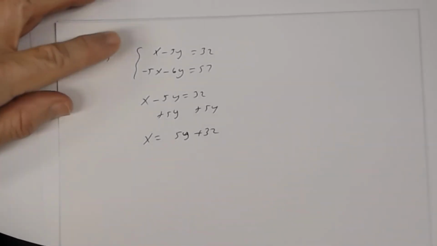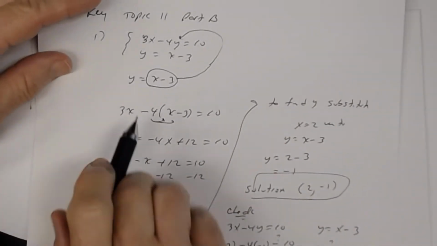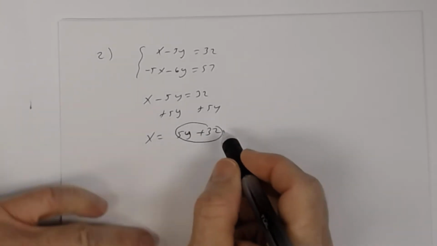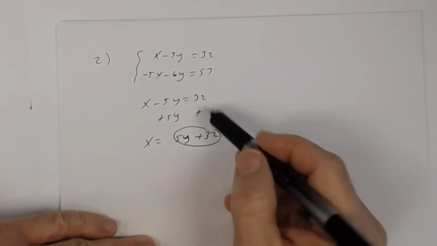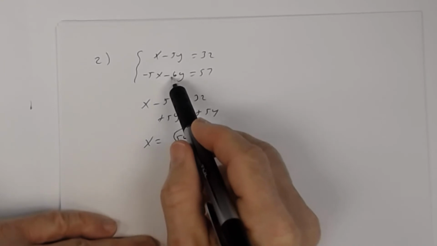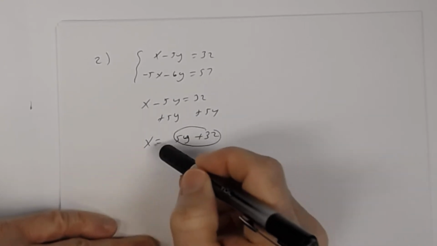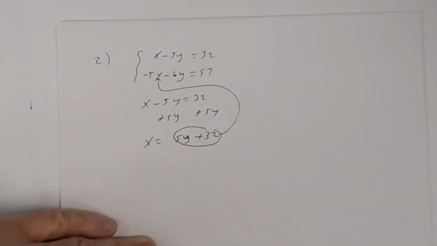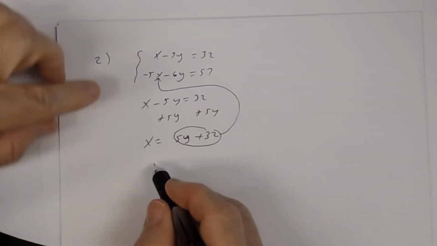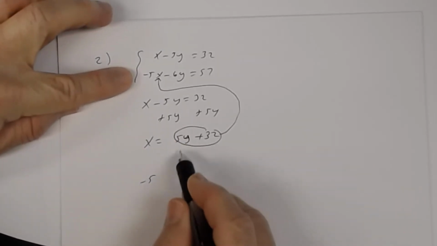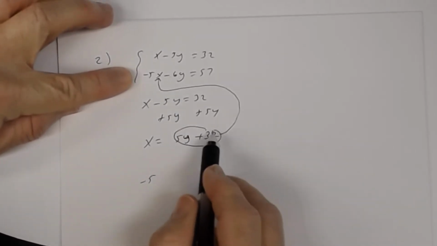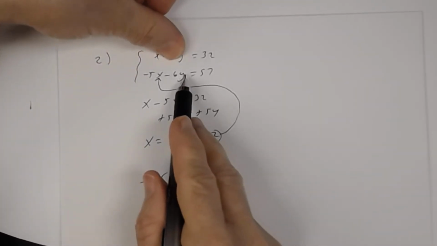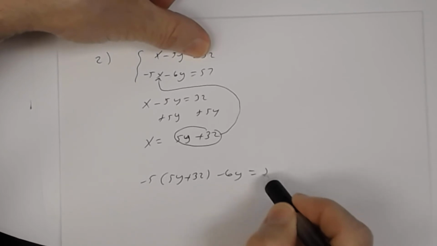All right, so now this right here looks like this. I'm going to circle this right here, and I'm going to go to the other equation. Remember, this came from here, so this is going to be my other equation. Wherever you see the variable x, I'm going to substitute what I have circled. So here's what we get. We get negative 5 times, I'm going to substitute into x this now, 5y plus 32, minus 6y equal 57.